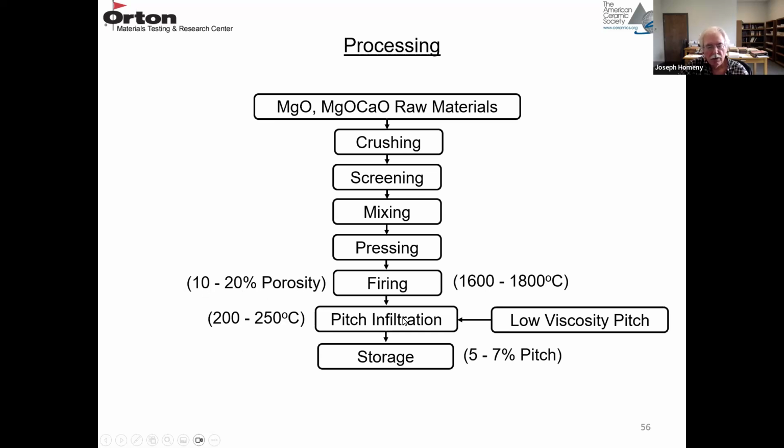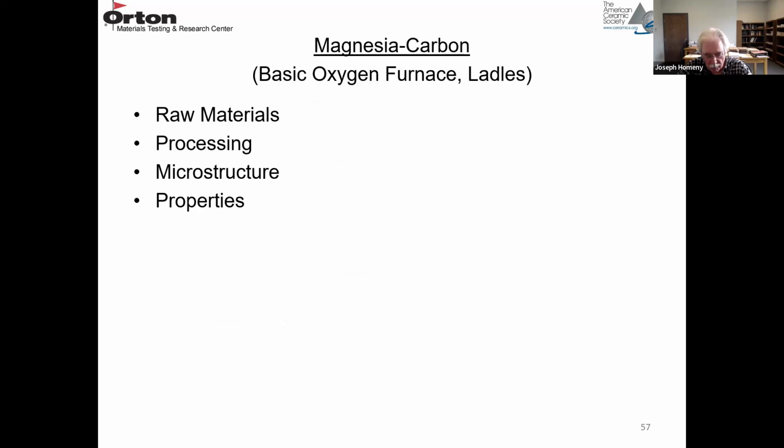So now you have a pitch infiltrated either an MgO or dolomite refractory. So it's already fired. It contains pitch in the pores. And at that point, there's probably 5 to 7% pitch pickup, and that goes into storage. So that pitch is pyrolyzed during the operation in the basic oxygen furnace. So those were the first attempts at making composite refractories. The modern versions I'll go over.